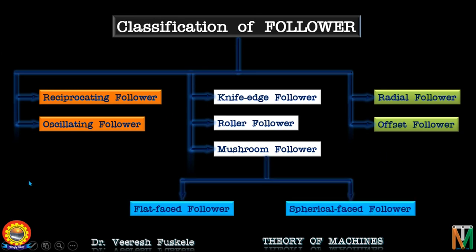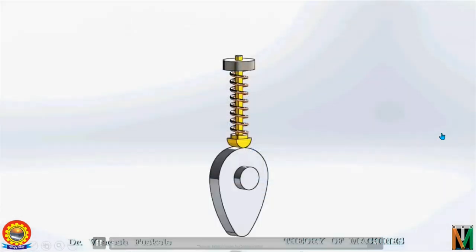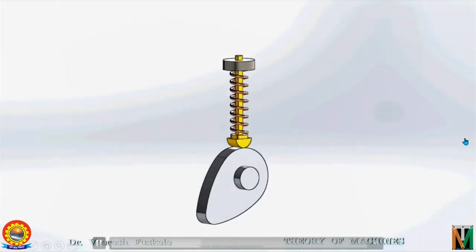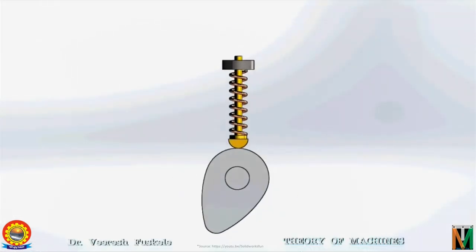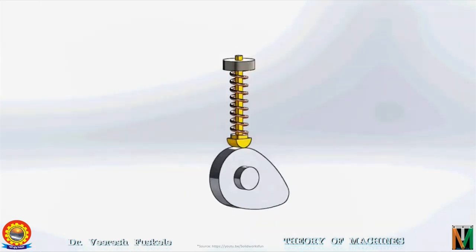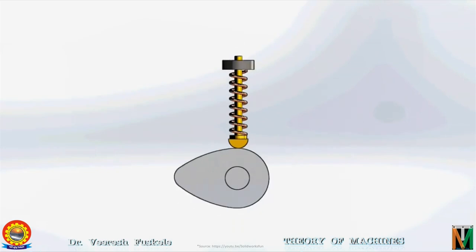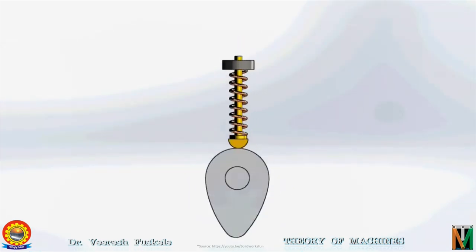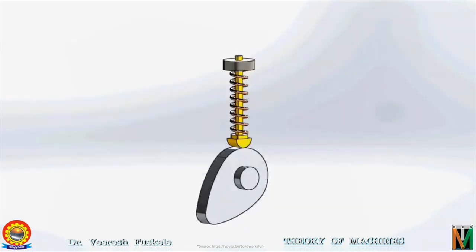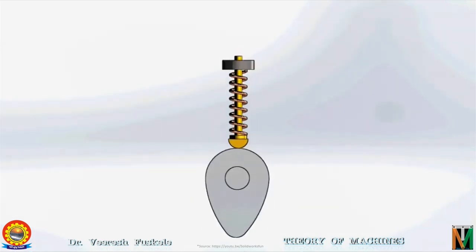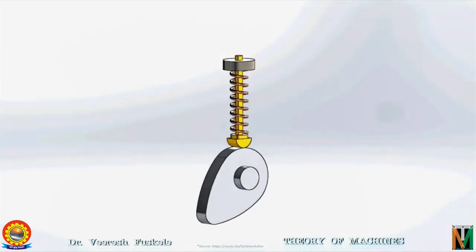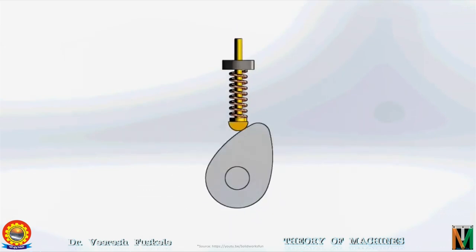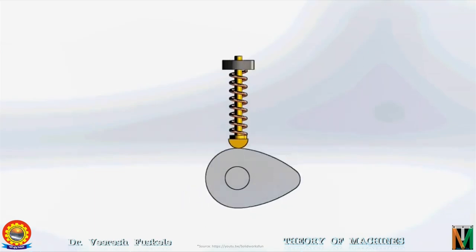Let's see the reciprocating follower. This is a typical reciprocating follower in which the follower motion is reciprocating or translating in the vertical direction. According to the shape of the cam, the follower is moving up and down with the help of a spring so that the contact between the cam and the follower is always maintained. The reciprocating motion of the follower is always between the guides.